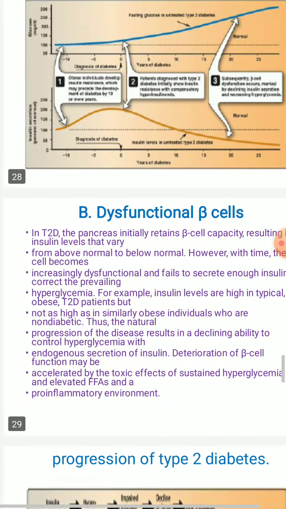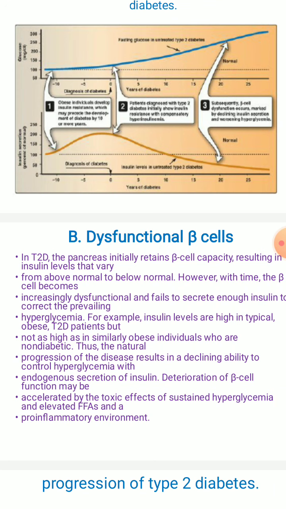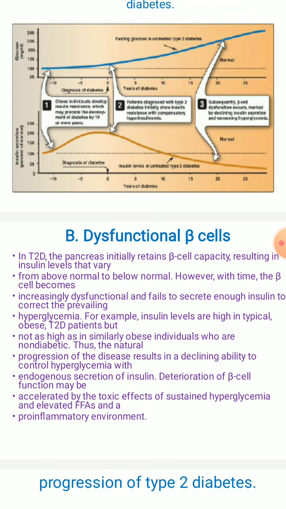Now coming to the dysfunction of the beta cells. In type 2 diabetes, as I said earlier, the pancreas initially retains the beta cell capacity, resulting in a normal insulin level, which varies from above normal to below normal. However, with time, as this type 2 disease progresses, you can observe the insulin level vary from above normal to below normal. The beta cell becomes increasingly dysfunctional and fails to secrete enough insulin to correct the prevailing hyperglycemic condition.